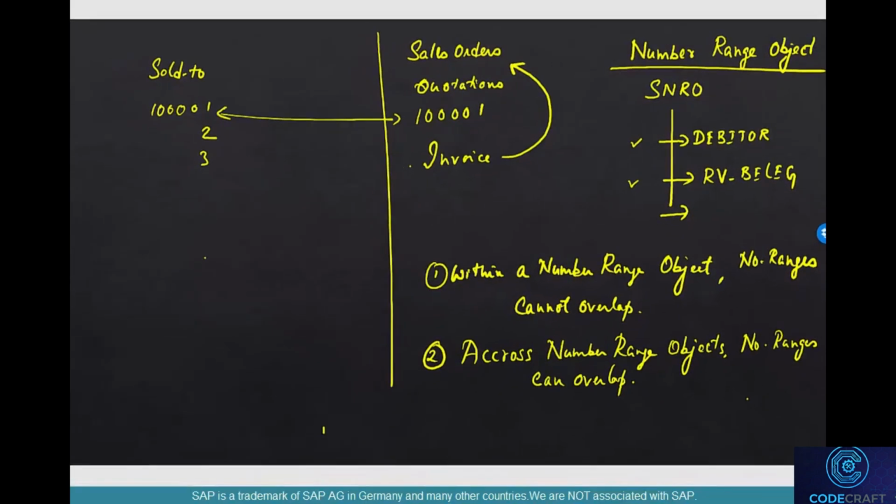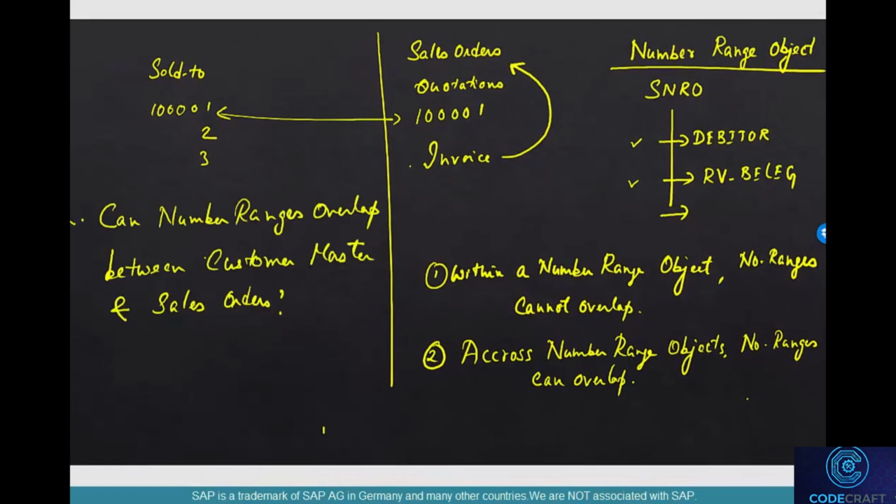So once again, the question is, can number ranges overlap between customer master and sales order? The answer is yes. But how do you know that? The key is to understand that number ranges are unique only at the number range object level. So within a number range object, there cannot be an overlap. Across number range objects, there can be an overlap.